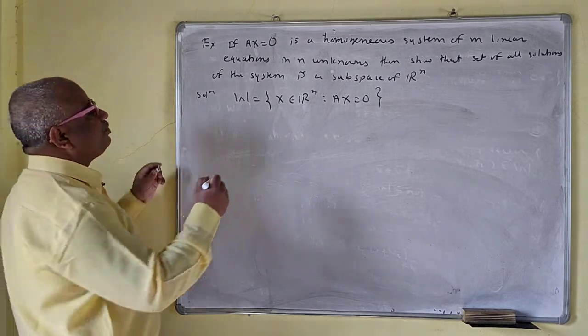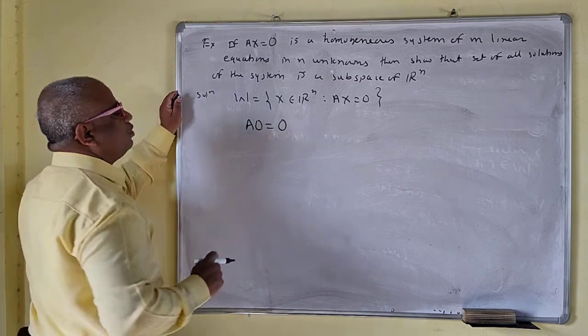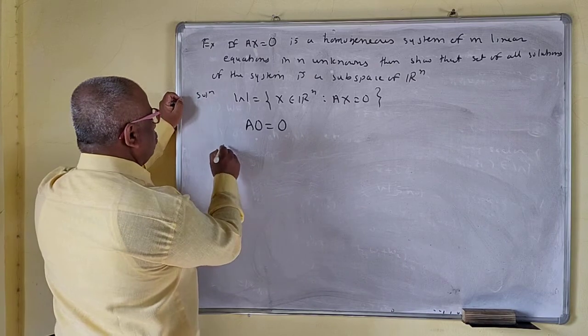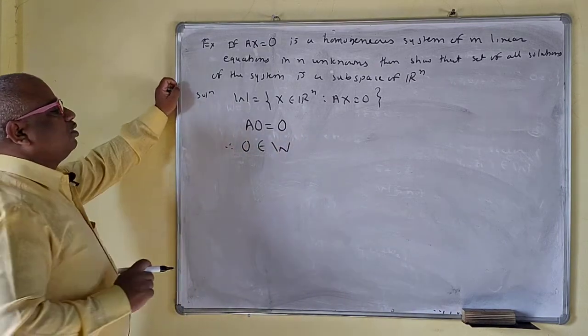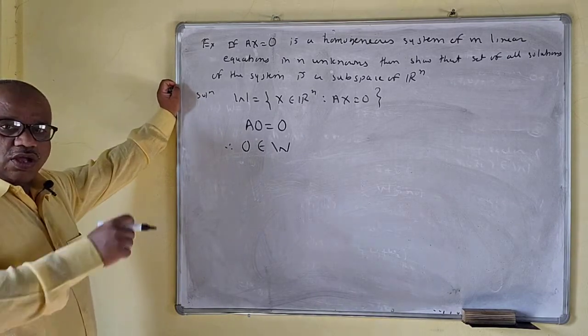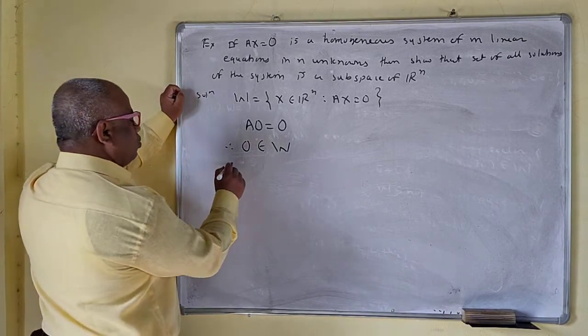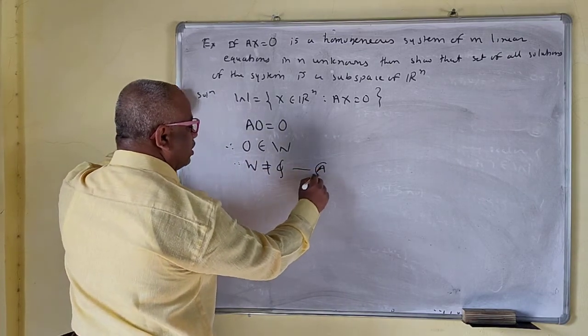So see that A into 0 is equal to 0. Here 0 is the 0 matrix. Note that A into 0 is 0. So therefore the 0 matrix, which means the column vector, belongs to W. So therefore W is not empty. We call this as A.